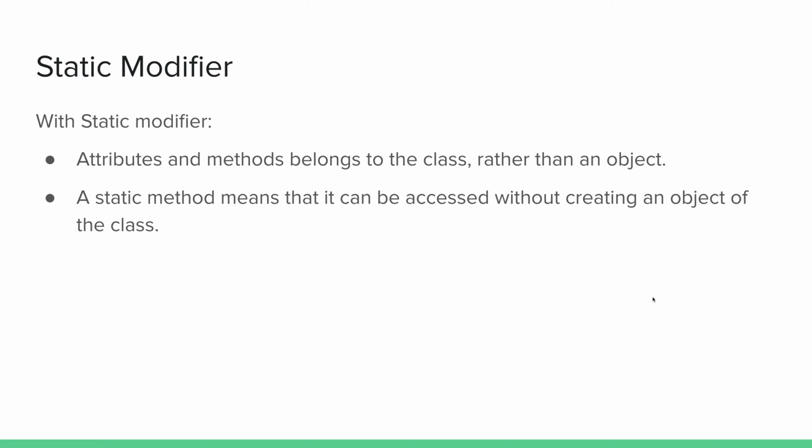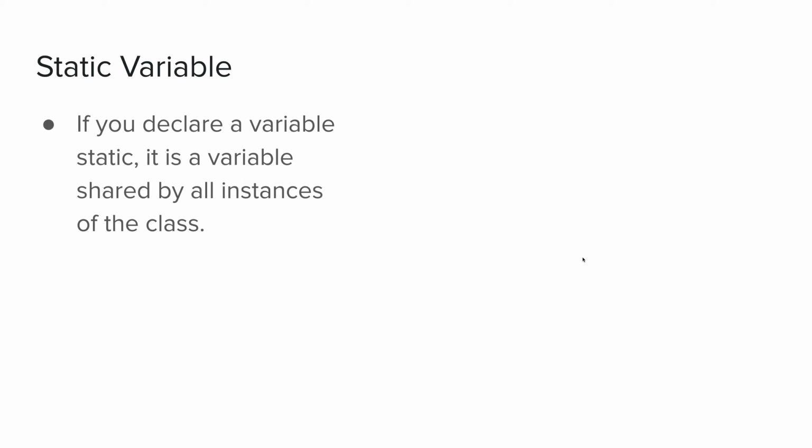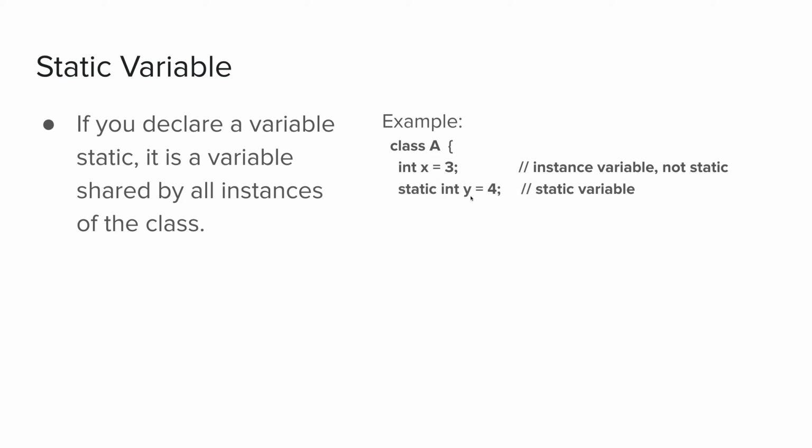So let's look at the static variables first. If you declare a variable static, it is a variable shared by all instances of the class. Here's an example. We have a class A, which has an integer x = 3. Here x is an instance variable, which also means that it is a member of an object. And we also have a static integer y = 4, and y here is static, which also means that it's a member of the class, not a specific instance or object.